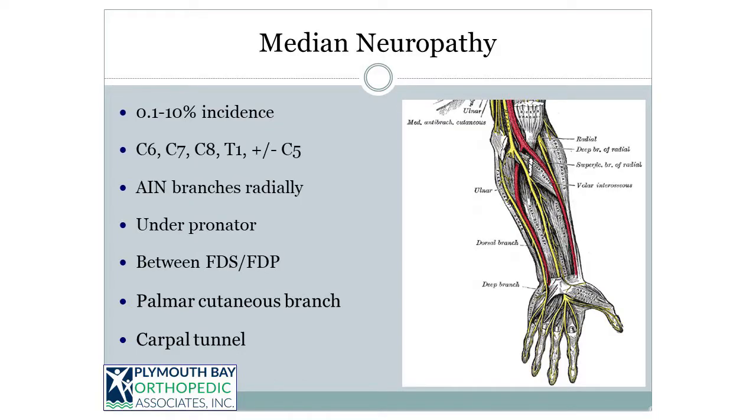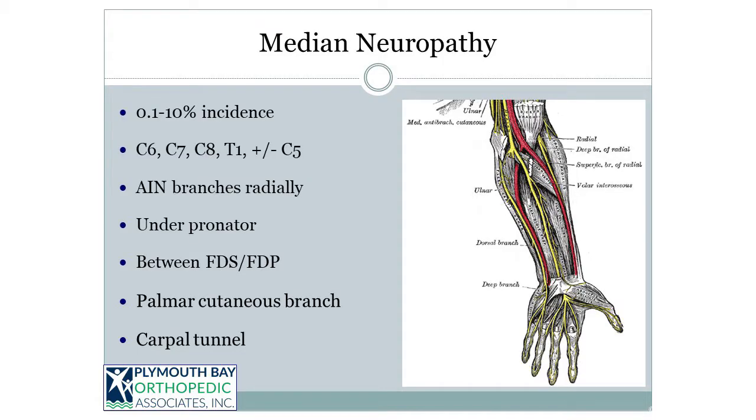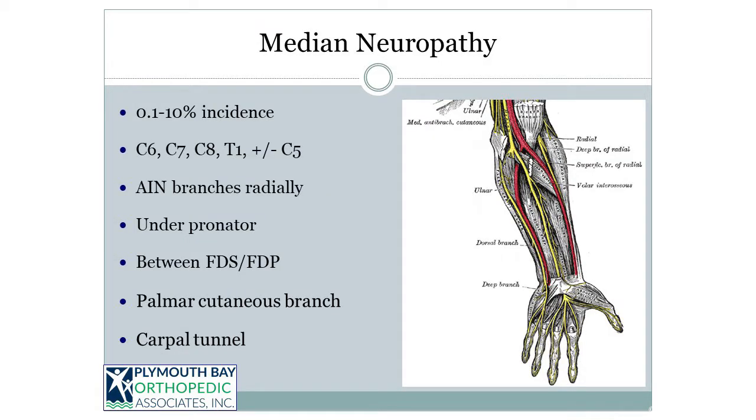This goes down the arm. It then branches off into the AIN, which is more of a motor branch, and the rest of the median nerve courses through the arm. It goes between the two heads of the pronator teres, between the superficial and deep finger flexors, and then 5 centimeters proximal to the wrist there's a palmar cutaneous branch, which gives you some sensation to the palm, and the rest of it goes into the carpal tunnel.